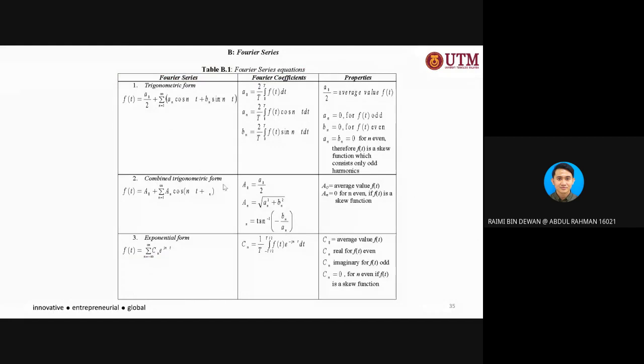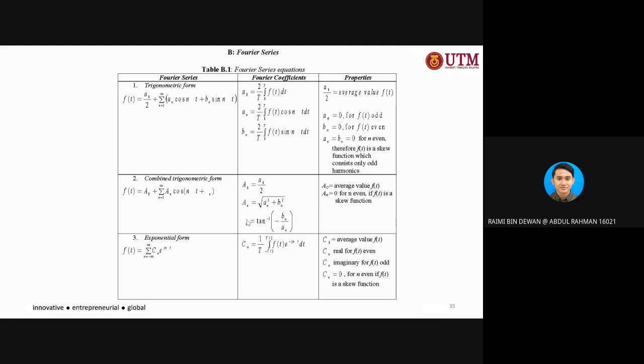Okay, this is actually the combination. You can think it is theta n here, and a naught over 2. And you have an, this one is a naught, this one is n, different. An is actually the square root of a n squared plus b n squared. And then you have theta n, which is the inverse tangent of negative bn over an.